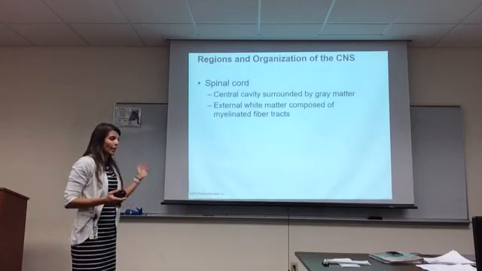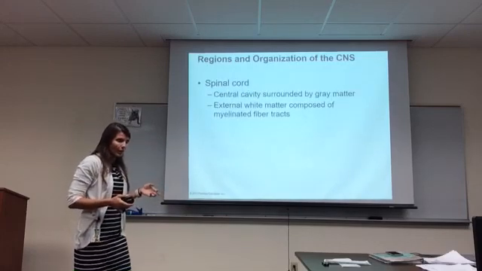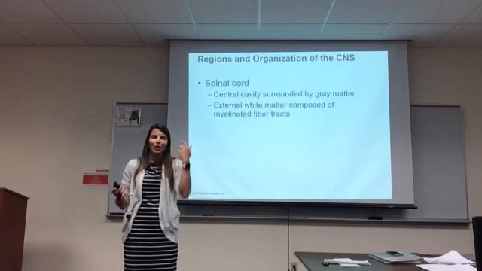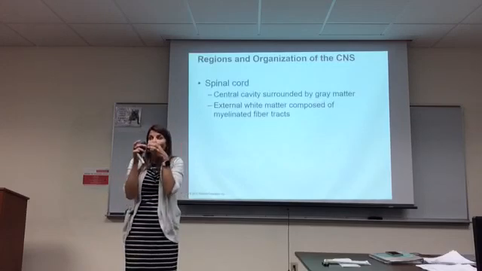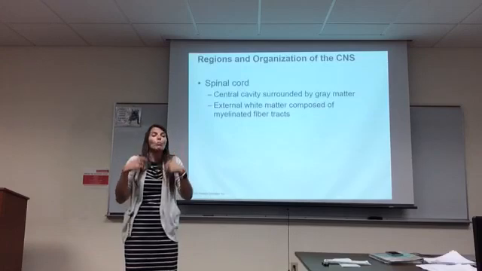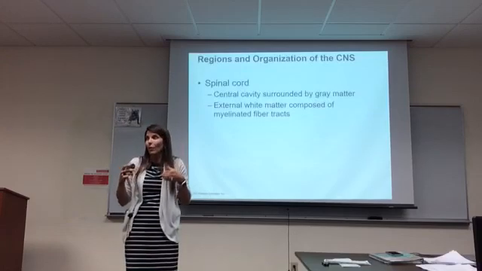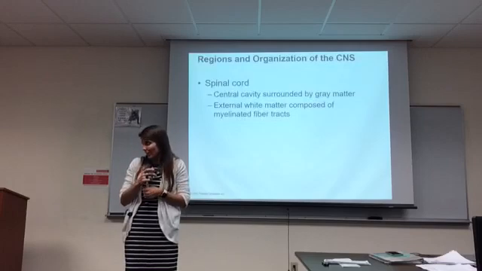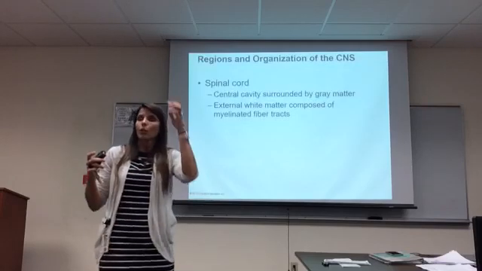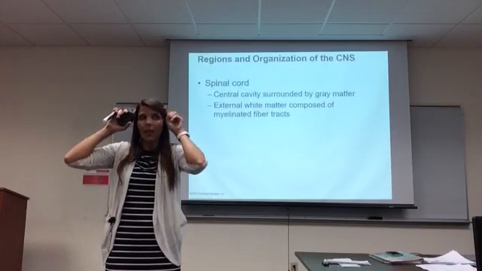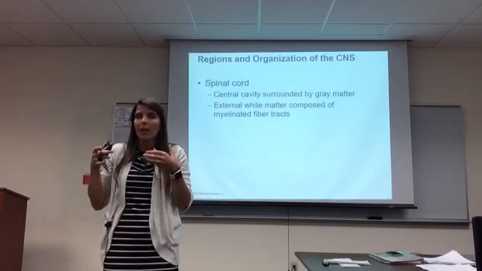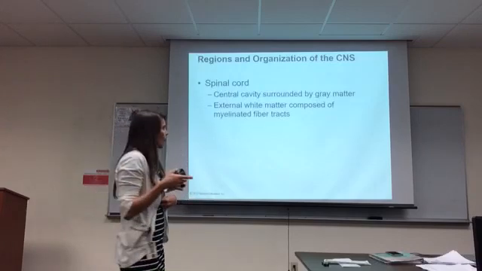The spinal cord, and here's another pattern that you're going to see. Your brain is white matter in the middle, gray matter on the outside. Your spinal cord is white matter on the outside, gray matter on the inside. That's a pattern that you're going to see that's pretty consistent. So again, the brain is gray on the outside, white in the middle, and the spinal cord is white on the outside, gray in the middle.